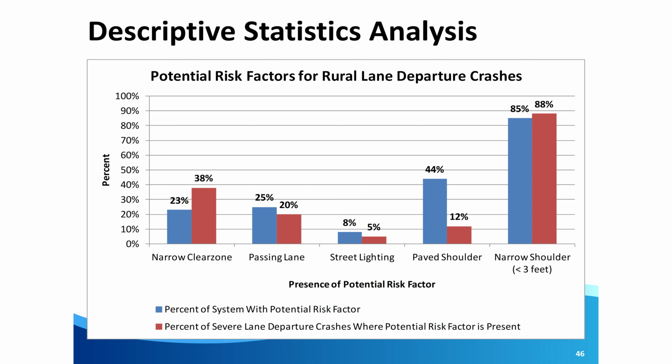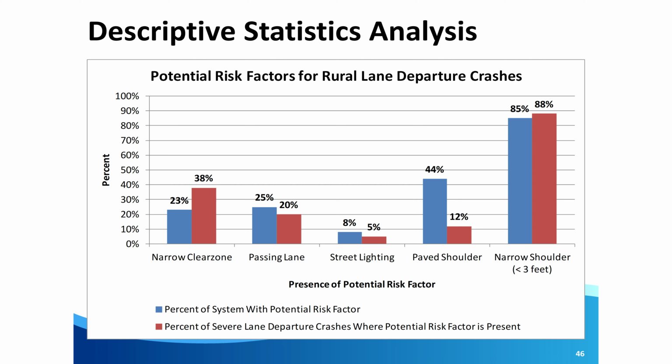On the other hand, we see a protective factor here. So 44% of our sites have a paved shoulder, and only 12% of the lane departure crashes are occurring on those locations. So it appears that a paved shoulder is really providing a protective factor for these types of crashes. So we may want to flip this and say we're going to look for sites that have an unpaved shoulder.